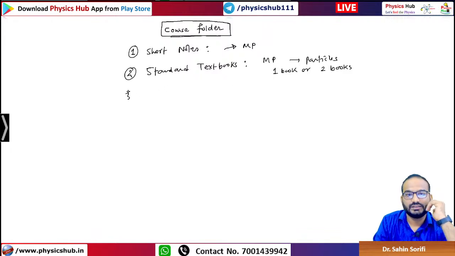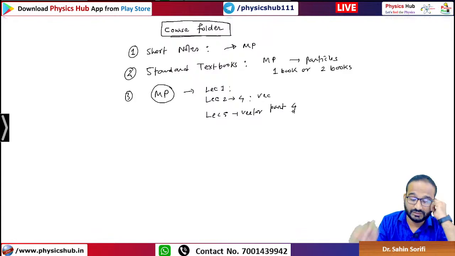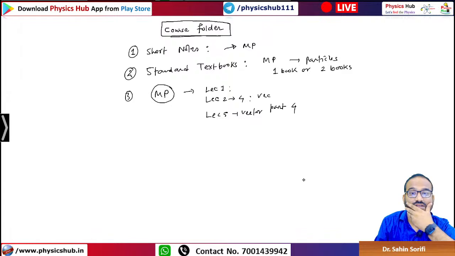And thirdly, we are starting from mathematical physics. In the mathematical physics, as I have already told you, 4 lectures have been already uploaded. So if you are watching this lecture for the first time, you can watch the previous lectures. Lecture 1 gives you dimensional analysis, lectures 2 to 4 are three videos on vector analysis, and today we will be taking lecture 5, that will be the vector part 4.